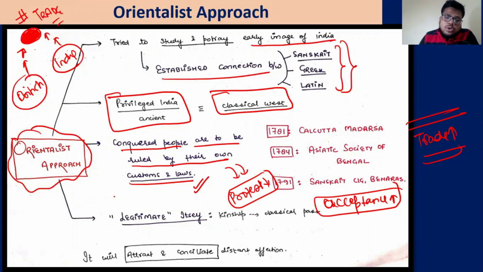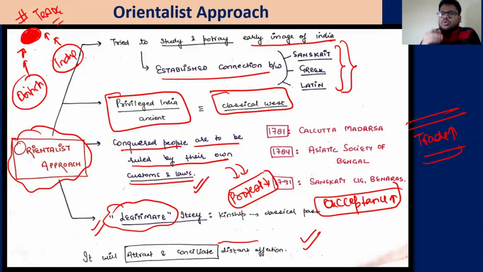Okay? They want to legitimate themselves: that we are the legitimate rulers and we are there legitimately because we have the roots, we have the resources, or we have the capacity to civilize you. So this is the idea. And it will attract and conciliate the distant affection. So whatever we are doing with you, with respect to land revenue, let us say, for example, exploitation, we are doing so to civilize you. So that is the idea behind the Orientalist approach.